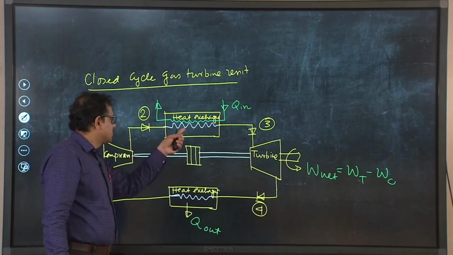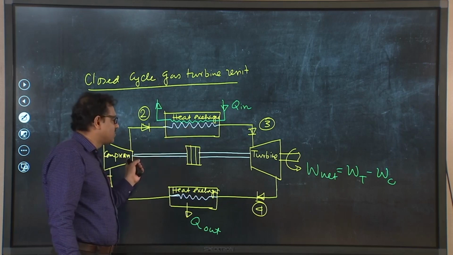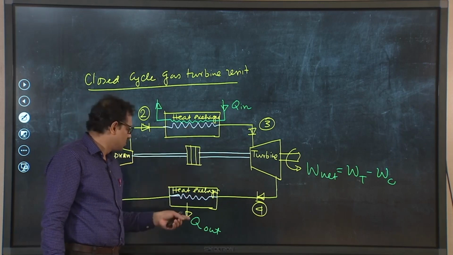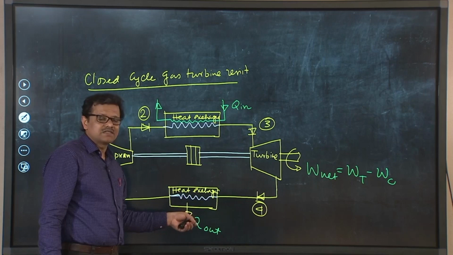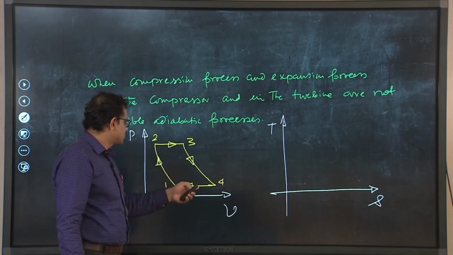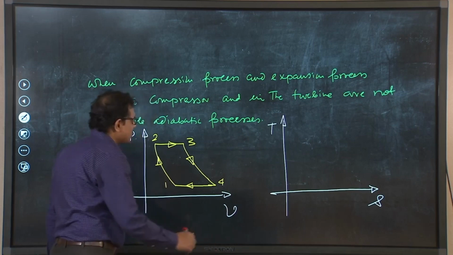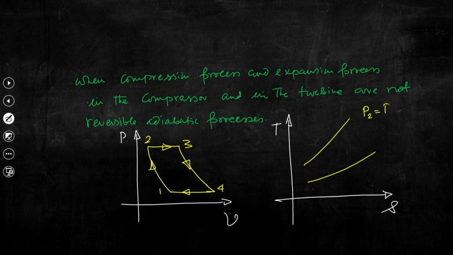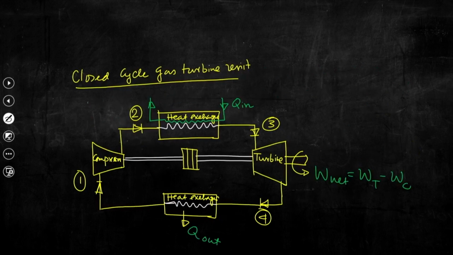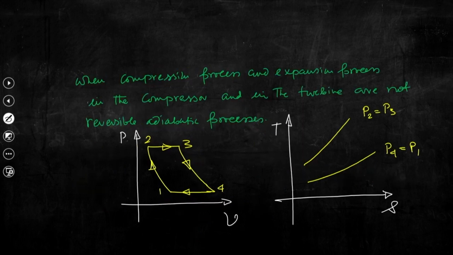For, of course, Cp in the combustion chamber, and again Cp and gamma in the compressor and turbine. Here also the process is represented by a constant pressure heat rejection process, shown here as 4 to 1. Now, if we try to draw the T-S diagram, these two processes are at P2 equal to P3, and P4 equal to P1, because this process is at constant pressure.